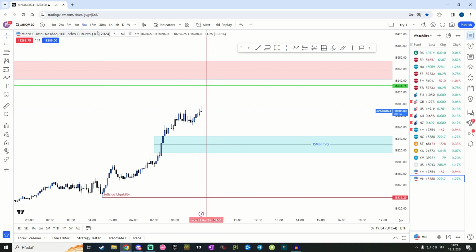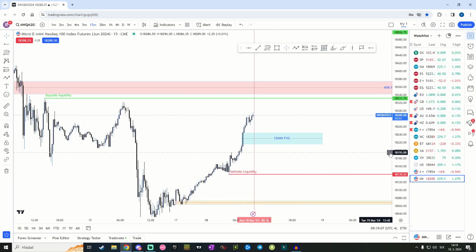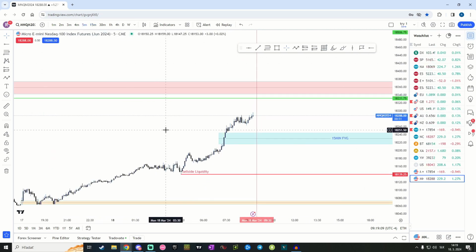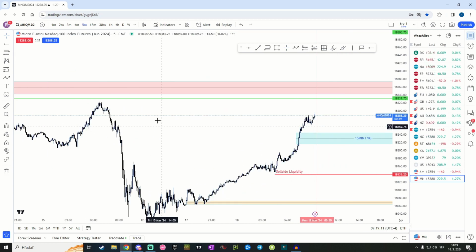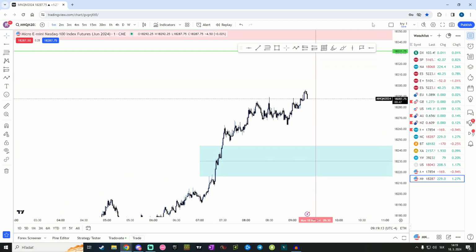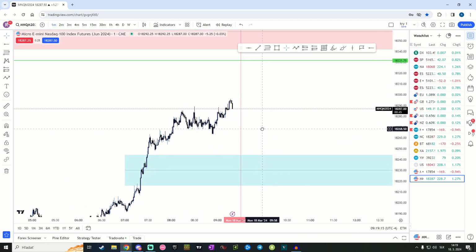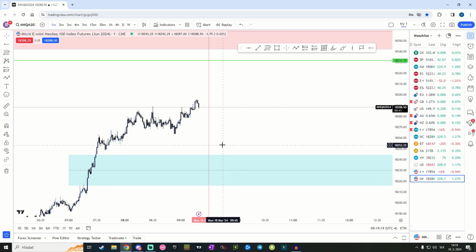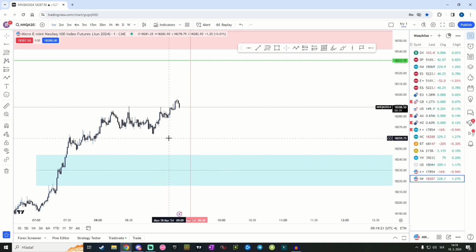We will see. So that's from the 15-minute chart that I can see. From the 5-minute, pretty much the same. So I'll probably just stay for now on the 1-minute. And I will let the market play out for the next 10 minutes. And let's see what will happen after the market open.